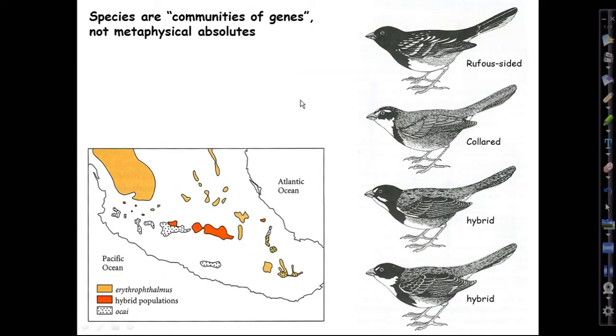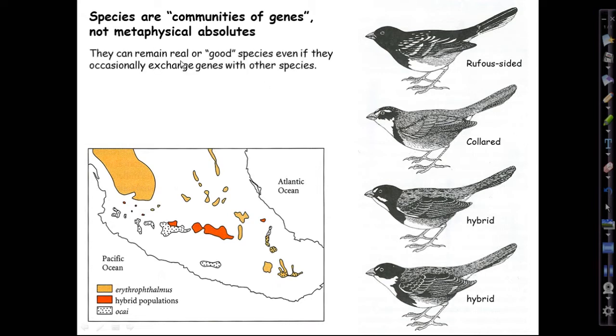So the long and short of this messiness of the process of divergence and speciation is that I, at least, and I think most biologists agree, think that it's best not to get hung up trying to force species to be absolute metaphysical categories. They're not. They're like clouds. They're communities of genes. And it's just much saner to think of them that way and let go of the need to be able to decisively answer the question, when did they become separate species?